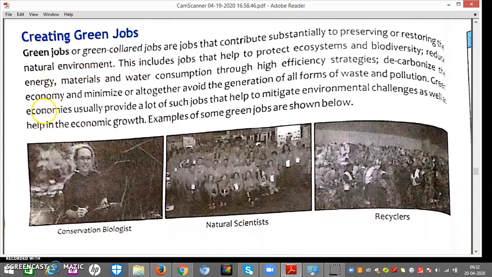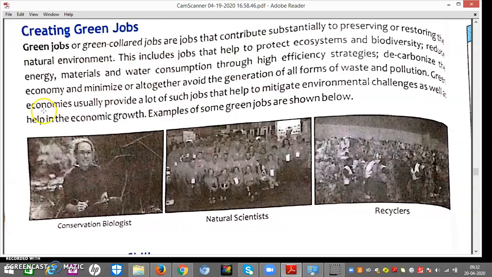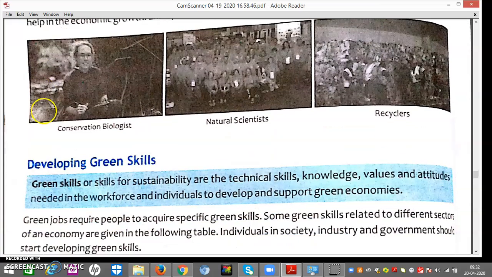Now creating green jobs. Now what are green jobs or green collar jobs? Are the jobs that contribute sustainably to preserve or restore the natural environment, such as biologists, natural scientists, recyclers. This includes jobs that help to protect ecosystem and biodiversity. Now, these are the examples of some green jobs I have given you.